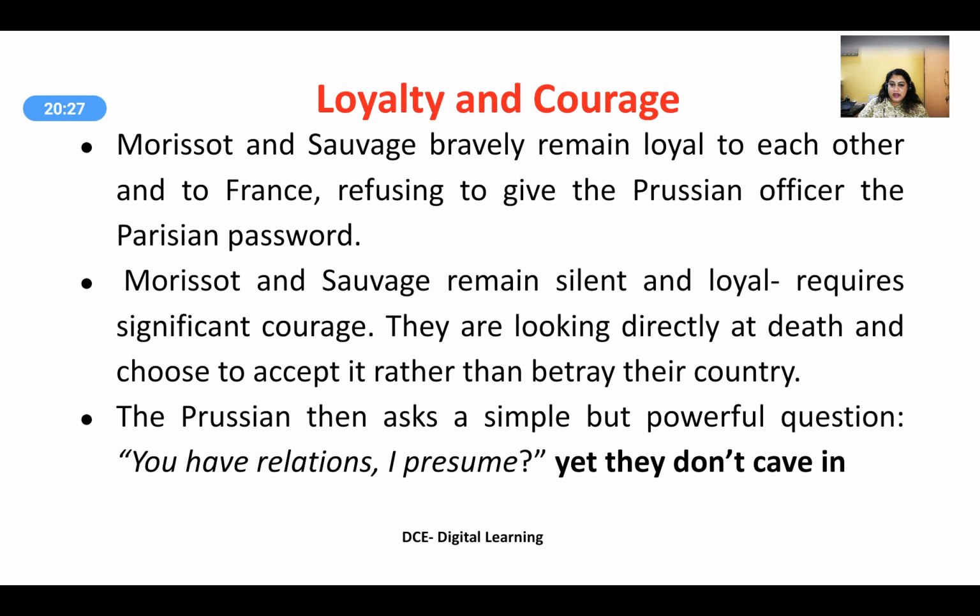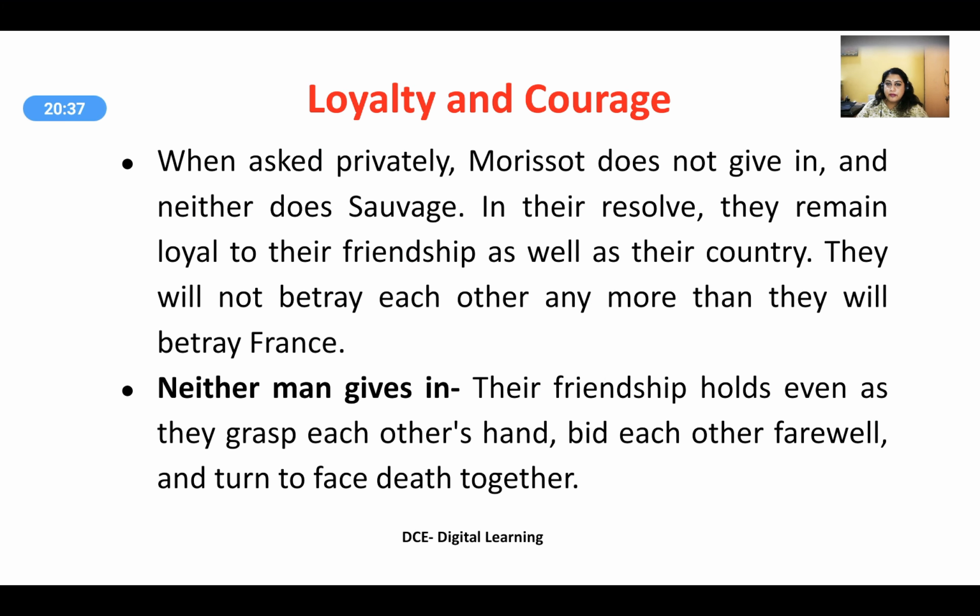So he is dangling the emotional card of a family. Yet both the friends did not give in. They did not reveal the password. So they did not betray the country. When asked privately, Morisot does not give in and neither does Sauvage.